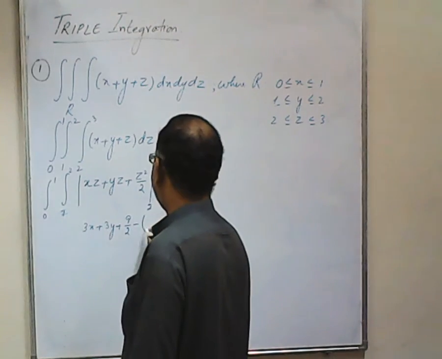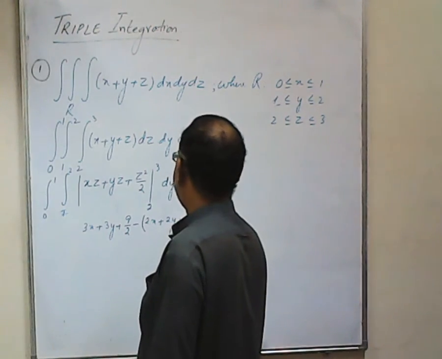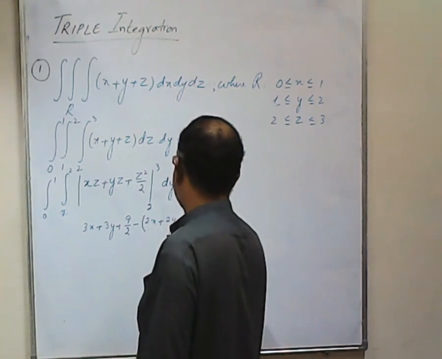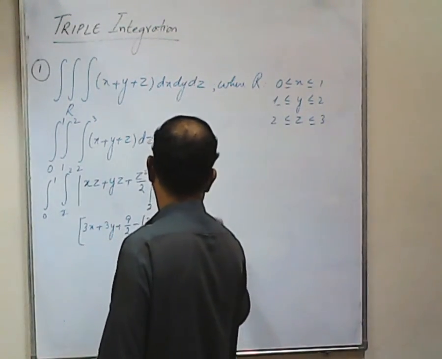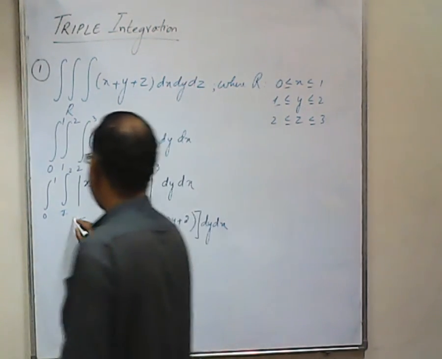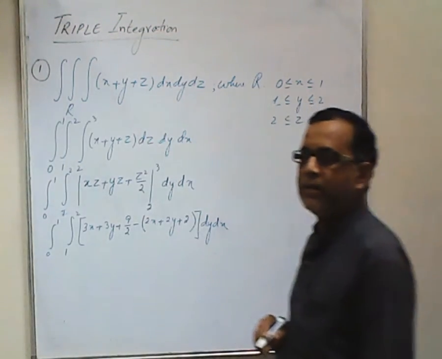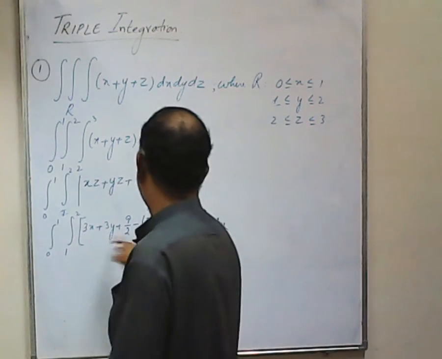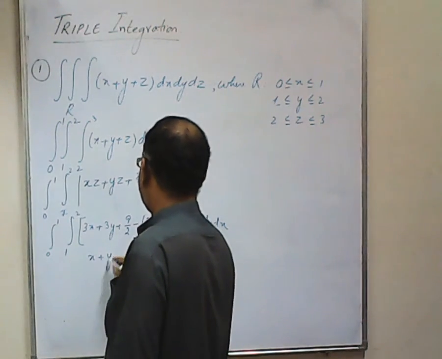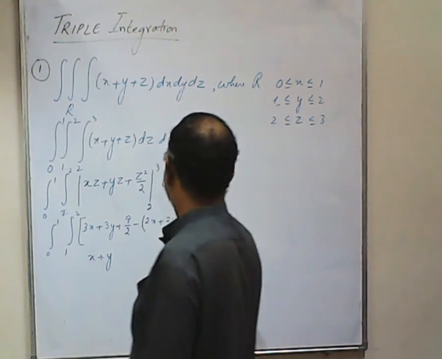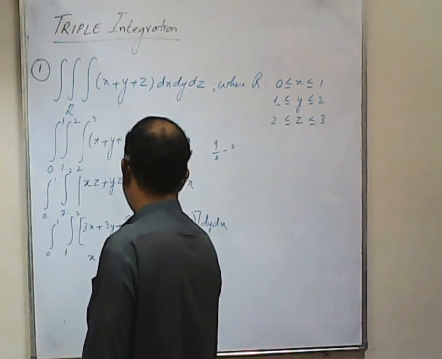Then minus the lower limit, which was 2, so it will be 2x plus 2y plus 2 square, 4, 4 by 2 is 2. It means we have this term, dy dx, with the integrals 1 to 2 and 0 to 1. Now if I simplify this, 3x minus 2x will be x, then 3y minus 2y will be y, and then 9 by 2 minus 2 means 5 by 2, so plus 5 by 2.